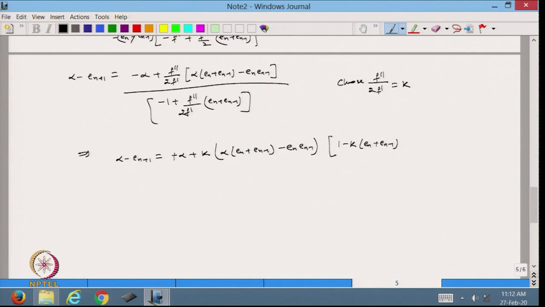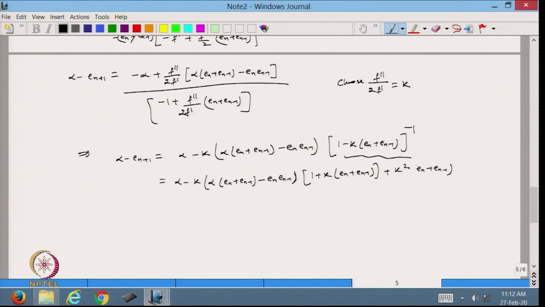So I will keep it alpha and I will write it minus. So this is plus alpha minus 1. Based on this one I can write this alpha minus k, E_n plus E_{n-1}, minus E_{n-1}, into 1 plus k, E_n plus E_{n-1}. This one I will expand using the binomial expansion, plus k square, E_n plus E_{n-1} square and so on. So that is my binomial expansion.